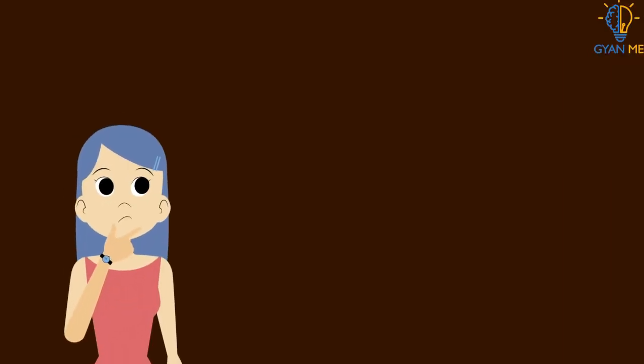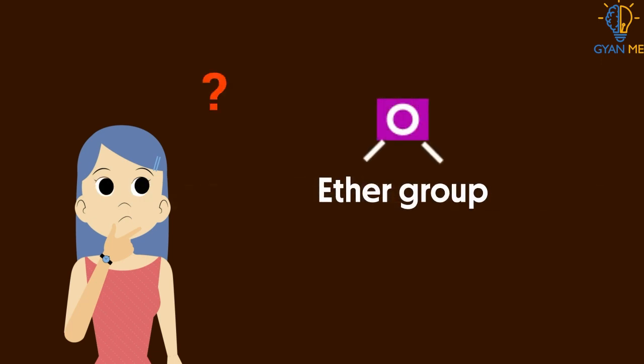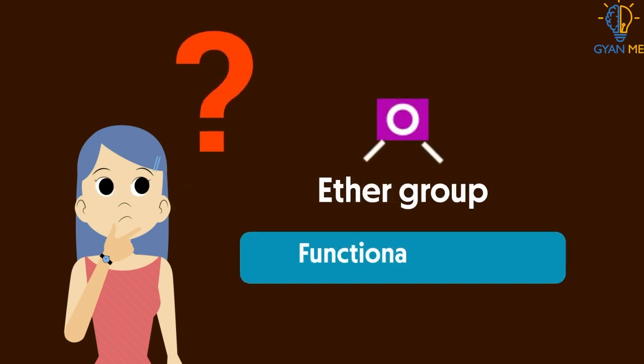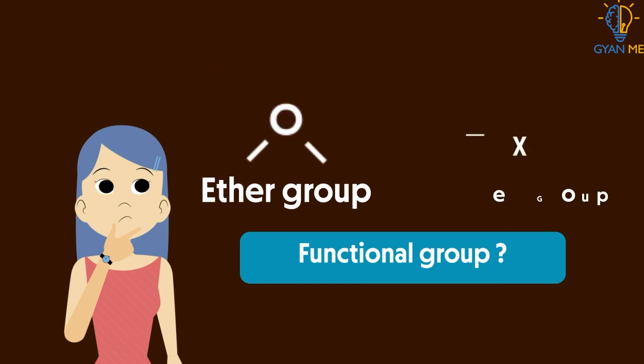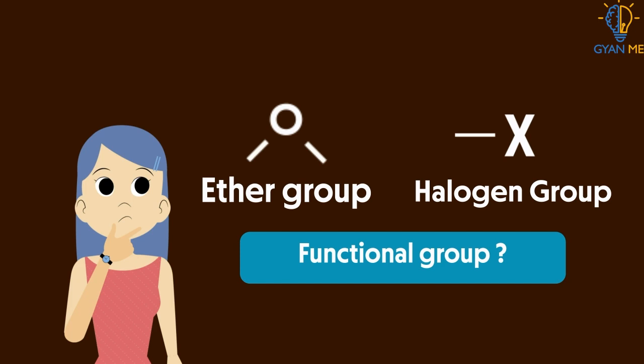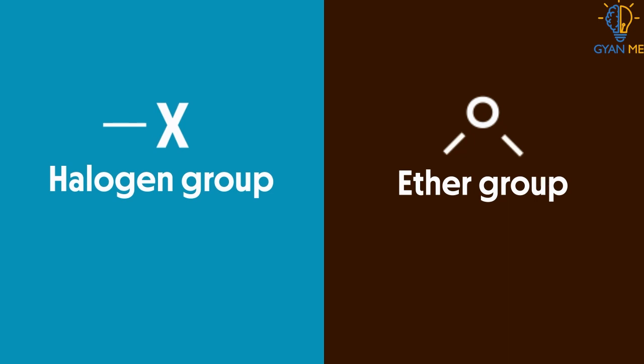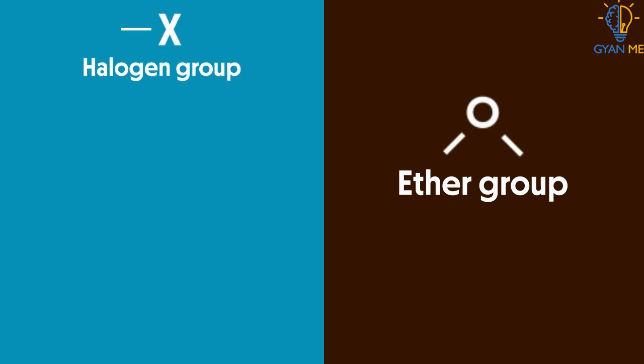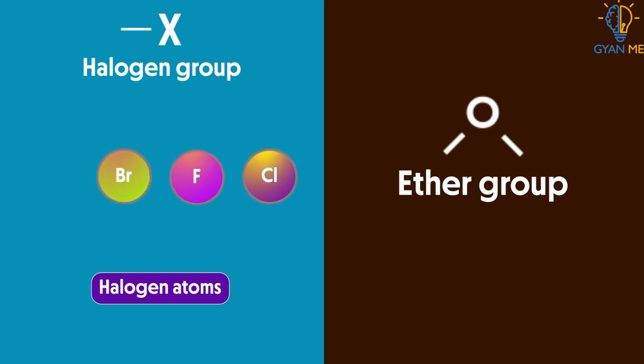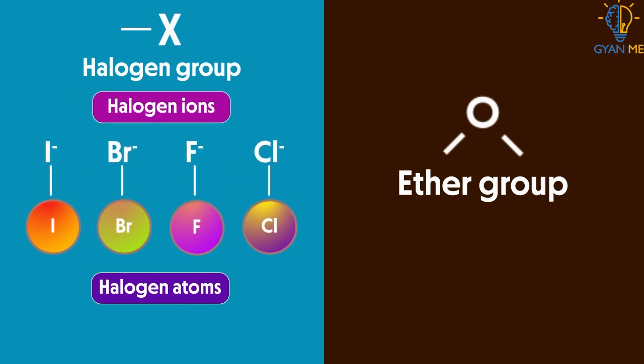Now wait a second student. I know you must be thinking, how can a single atom be a functional group? But students, recall that we have seen one more functional group which included single atoms. Yes, exactly. I am talking about the halogen group. It included halogen atoms like chlorine, fluorine, bromine and iodine. But students, specifically, they are not halogen atoms, but they are halogen ions which act as a functional group.